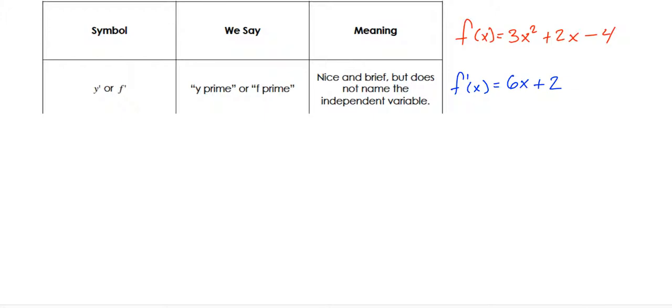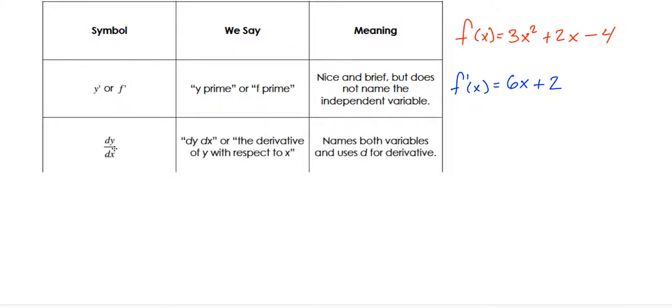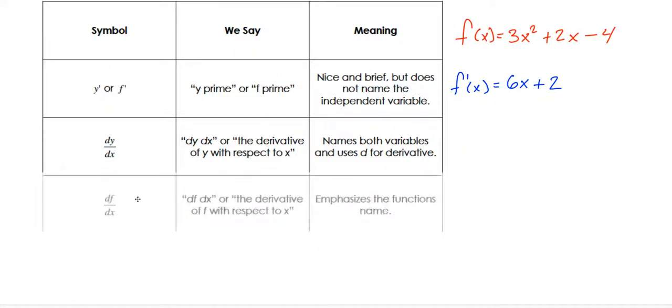Another way that we can symbolize a derivative is by saying dy dx, or in other words, the derivative of y with respect to x, or df dx, the derivative of f with respect to x. And again, it really just depends on whether or not your function is in function notation. Is it in f of x form, or is it in y equals form? So if this were in y equals form rather than f of x, we would say that dy dx is equal to 6x plus 2. And these essentially mean the same thing.